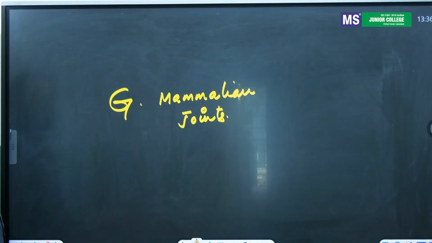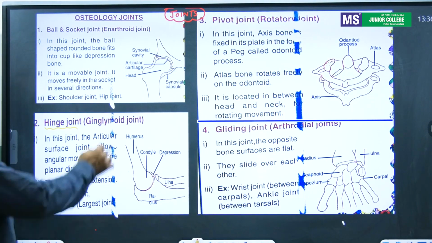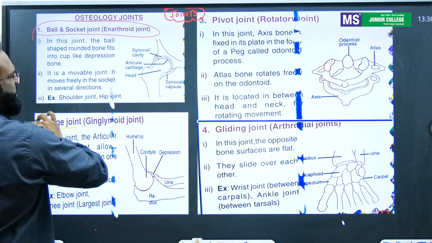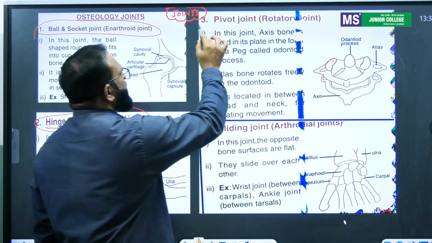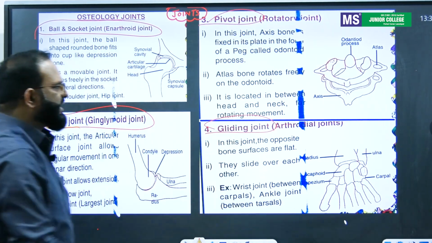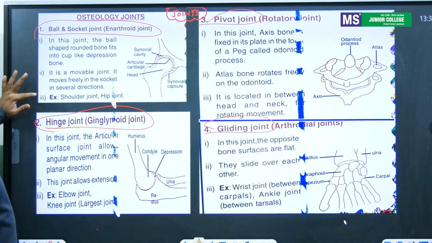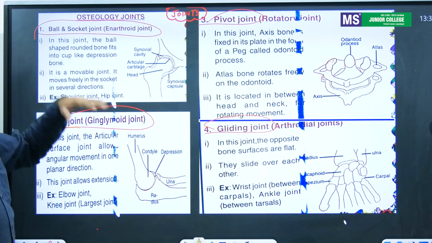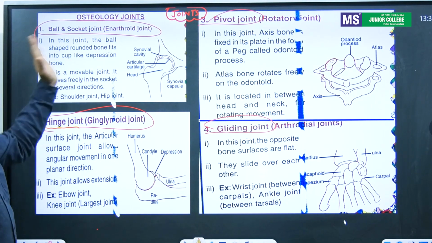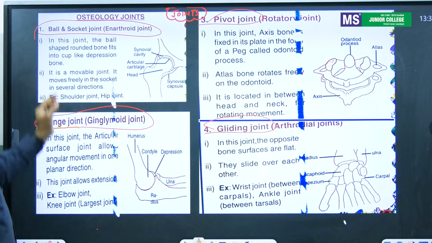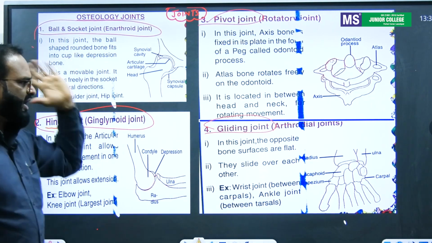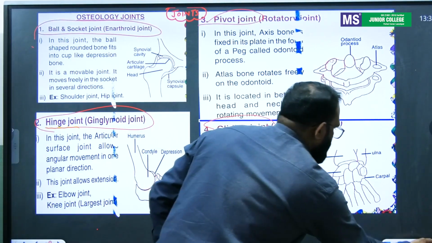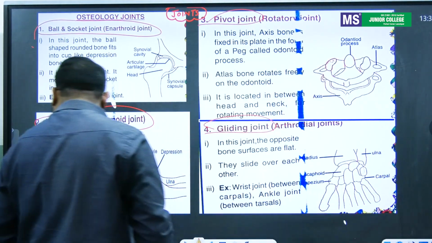Coming to mammalian joints, ball and socket joint. Observe the diagram, hinge joint, pivot joint and gliding joint. So simple 3 to 4 points, and you can add one more point. By observing the above features, it is identified as one of the joints, ball and socket joint or hinge joint or pivot joint or gliding joint, should be written. So coming back to the slide, students. First slide.